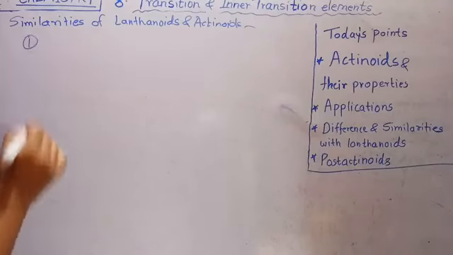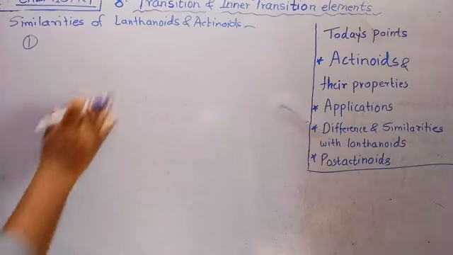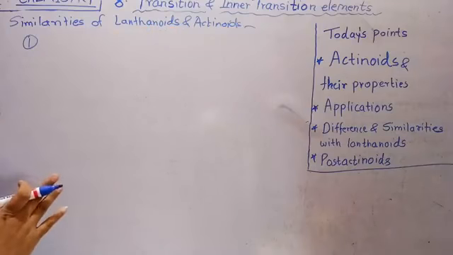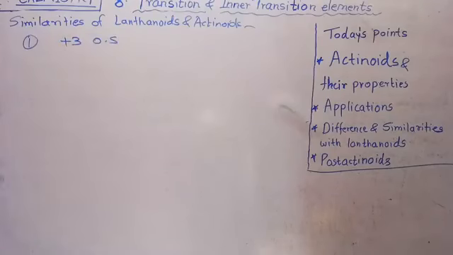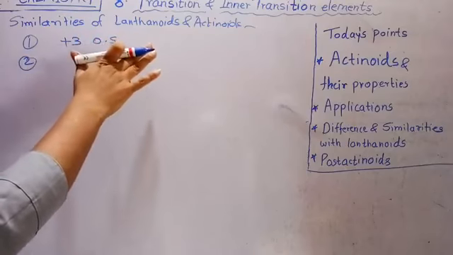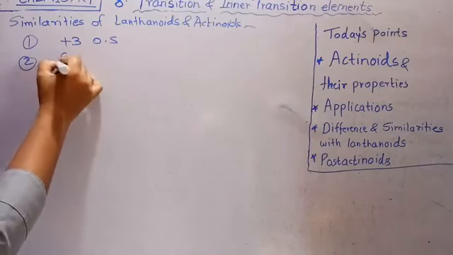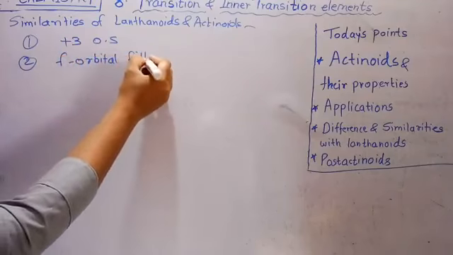There is the first similarity. There are a total of 3 electrons in the valence shell of both, in d orbital and s orbital. So both series of elements show the common oxidation state +3. Both series show the +3 oxidation state. Then the second similarity: in both lanthanoids and actinoids, f orbitals fill gradually.